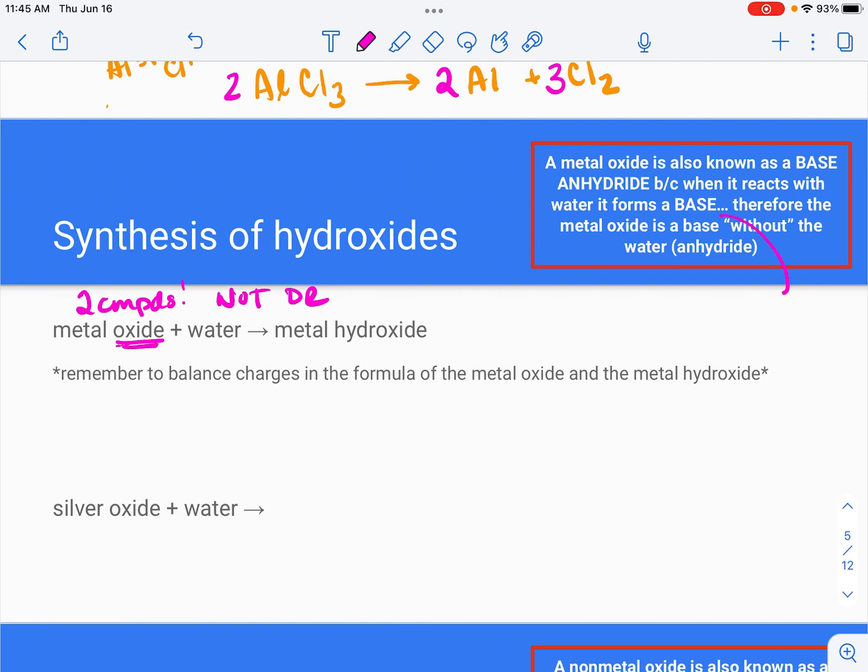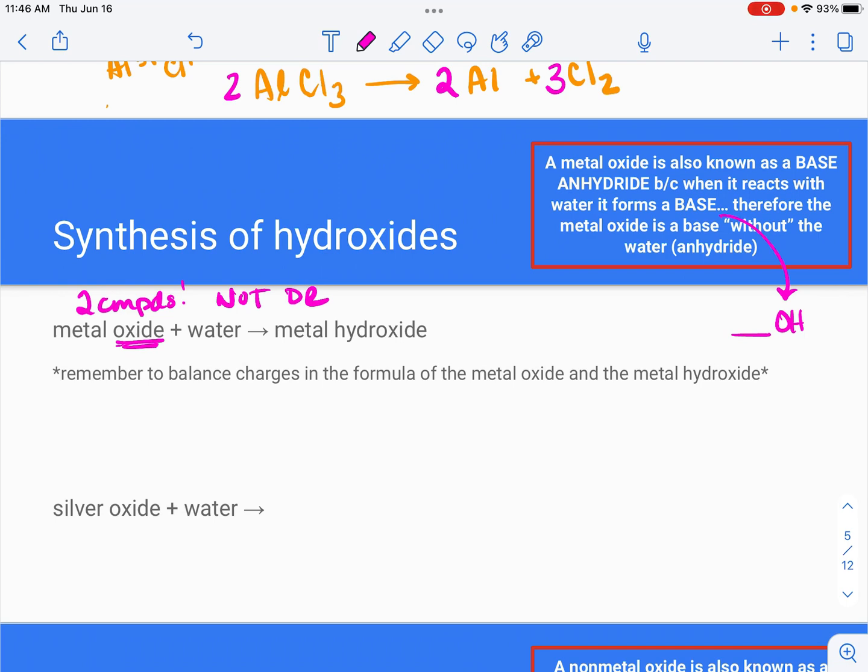forms a base. A base is going to have hydroxide at the end. Okay, so we can say that the metal oxide is a base that has not yet been attached to the water, and so we call it a base anhydride, or a base without the water. All right, so just kind of keep that in mind. That vocabulary is going to come back later when we do double replacement reactions, and so I wanted to introduce it to you here. All right, so let's do an example of this.